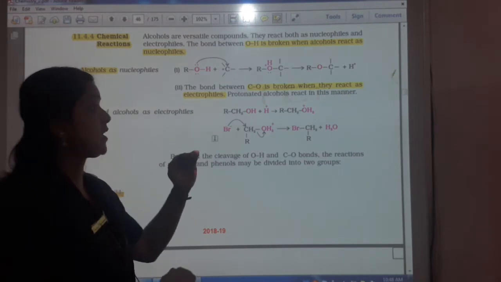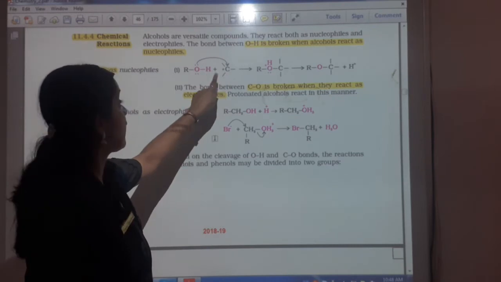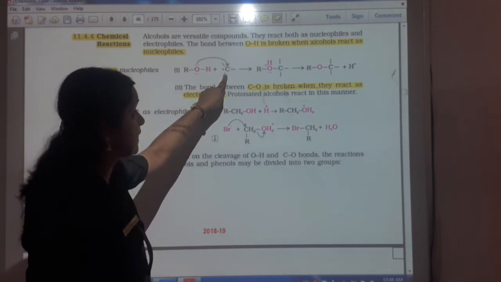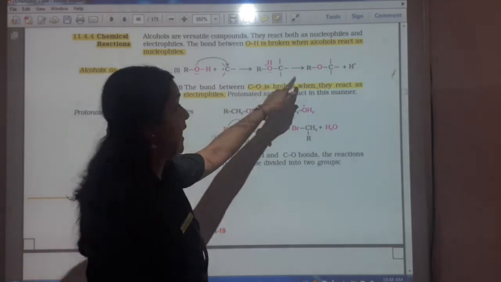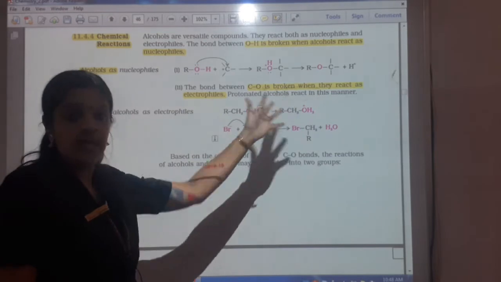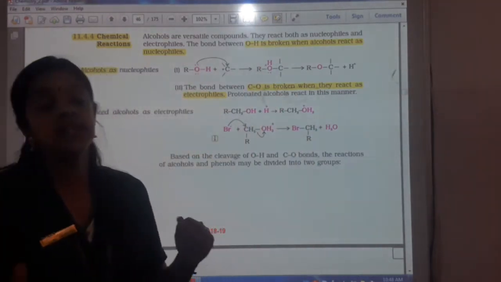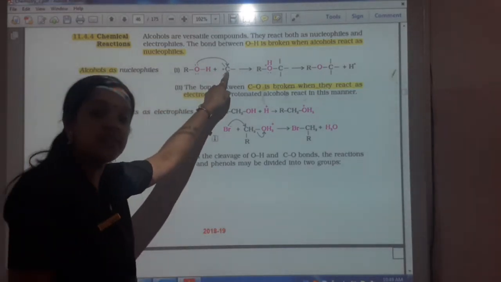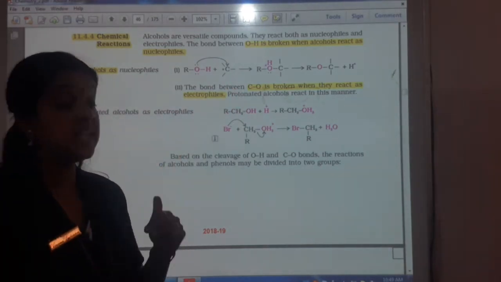Now, let us see how it works. This is my alcohol, and this is another compound. When this oxygen, having an unshared pair of electrons, attacks the carbon atom, you get ROH connected to C, and the hydrogen is lost, that is the OH bond is broken, and you get RO connected to whatever is the reactant molecule. So when this OH bond is broken, it serves as a nucleophile, where it looks for an electron deficient center. Similarly, when the CO bond is broken, it acts as an electrophile.